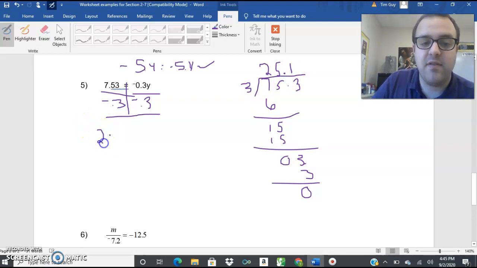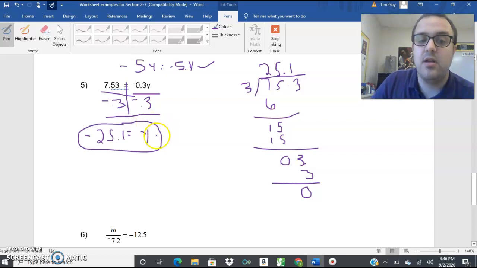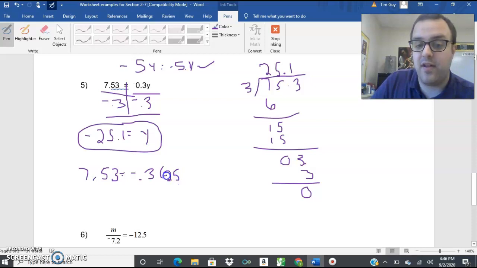So 25.1 equals y. But wait, let me make sure I'm paying attention to my sign. It's a positive being divided by a negative, so my answer is going to be negative 25.1. Well, let's check it. Let's make sure it works. So 7.53 needs to equal negative 0.3 times negative 25.1. And if we do that check step, we will get 7.53 on both sides. So our answer is good, and we're good to go. Check it off. Look at that.